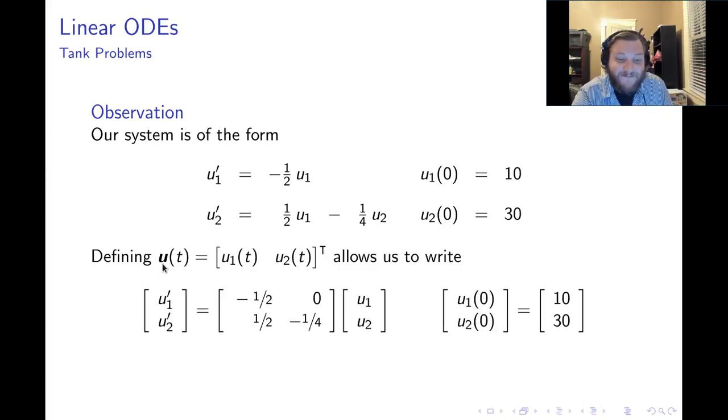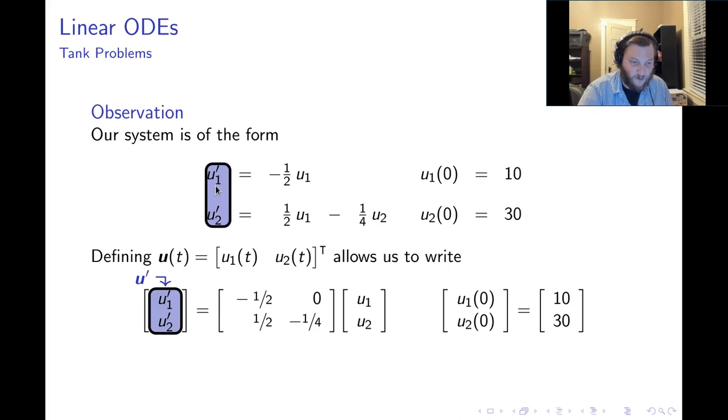Let's define a vector, u of t, that organizes the data of u1 and u2 in two different coordinates. By introducing this vector, we allow ourselves to use the language of matrices and vectors to represent this system. So what am I looking at here? At the very left, I have a vector, u1 prime, u2 prime. That's organizing the data at the far left of the system of equations that we started with up here. And if we think about it, this would be the derivative of the vector u. And by derivative here, I mean we go coordinate by coordinate and take derivatives.